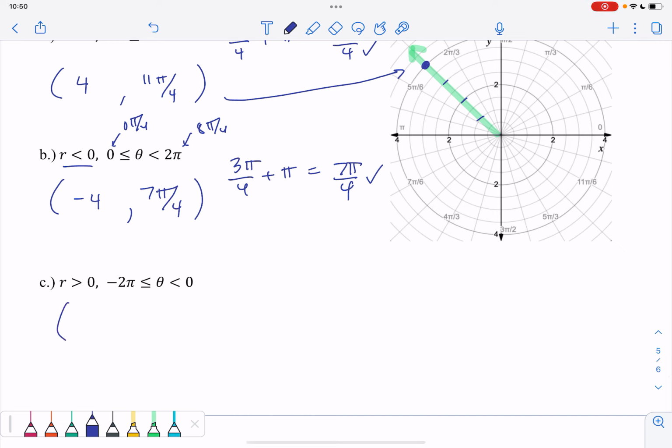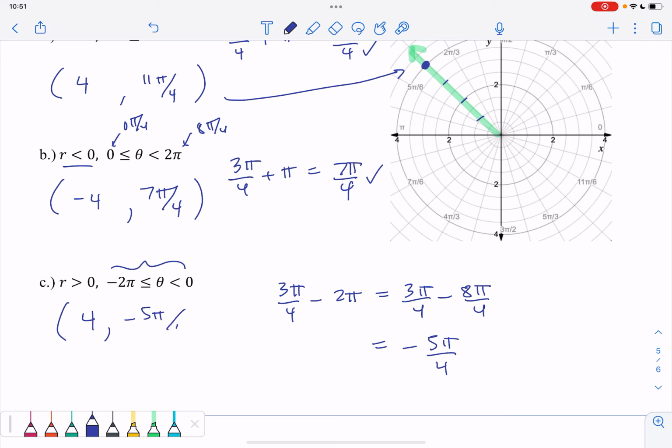Okay, this one says, hey, r is greater than 0. I go, great, it's a 4. But now the angle needs to be between negative 2 pi and 0. So what I'm going to do is take my 3 pi over 4 and just subtract 2 pi. Because if r is staying the same, then I just subtract multiples of 2 pi or add multiples of 2 pi. I'm subtracting because I need it to be between negative 2 pi and 0. So that gives me 3 pi over 4 minus 8 pi over 4, which is negative 5 pi over 4. Negative 5 pi over 4. Okay? And I'm done.